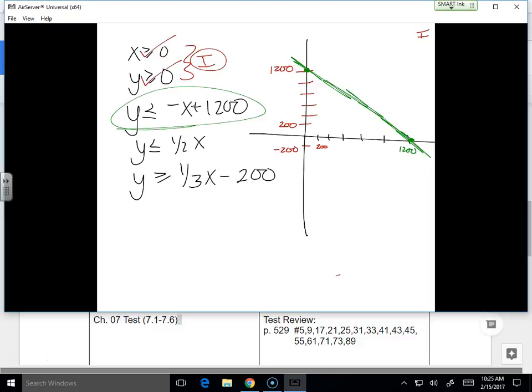Are we shading below or above? Yeah, but we're only doing the first quadrant, right? Okay, so let's not stress. Below.